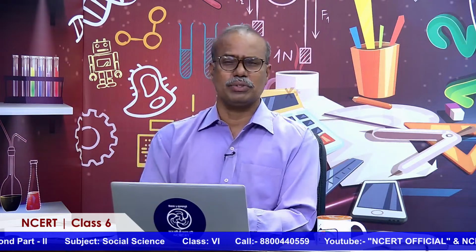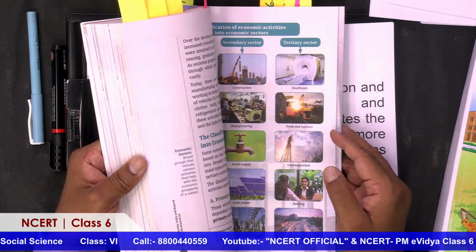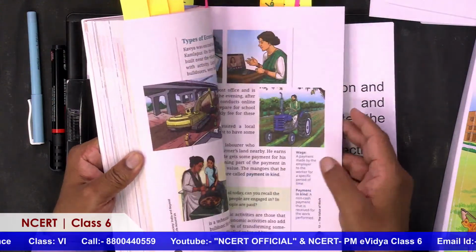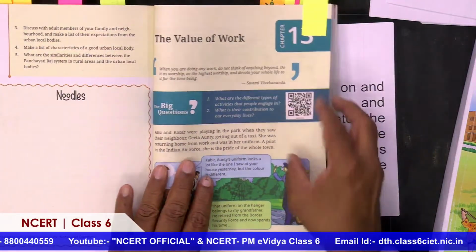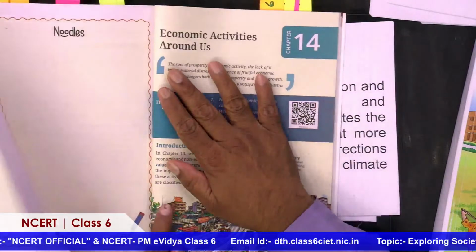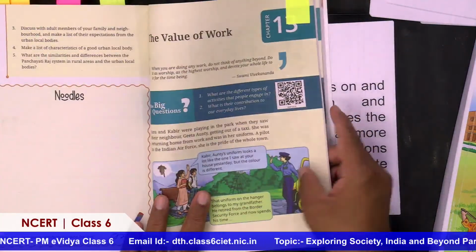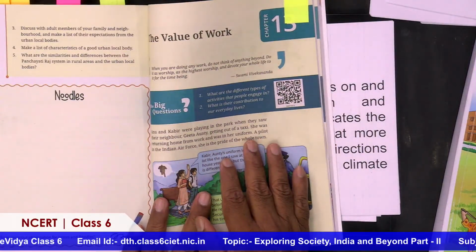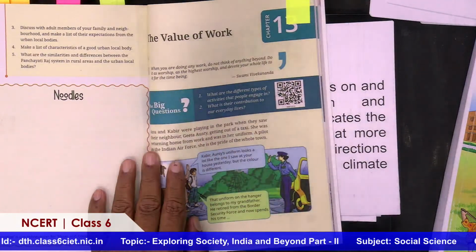I already discussed the economics topics with you. If you look at the fifth theme, there are 2 chapters. One chapter is on the value of work, and the second, the 14th chapter, is about economic activities around us. Once you study these chapters, you will know what we are expecting from you. Now look at the slide.